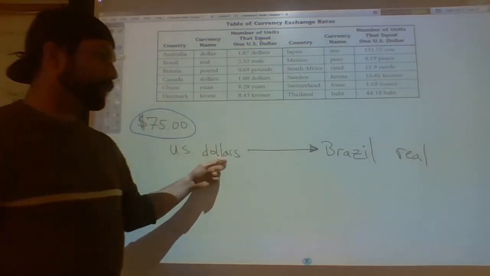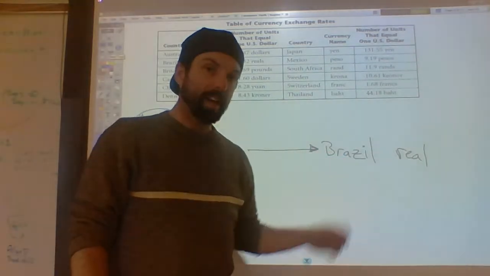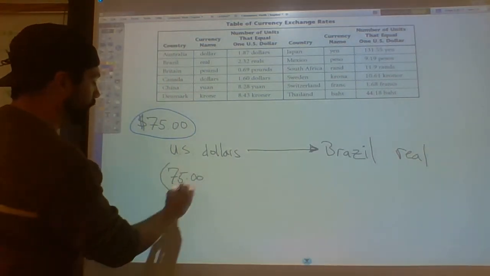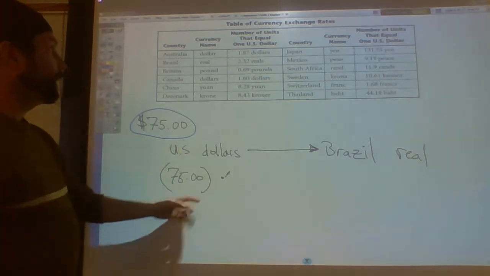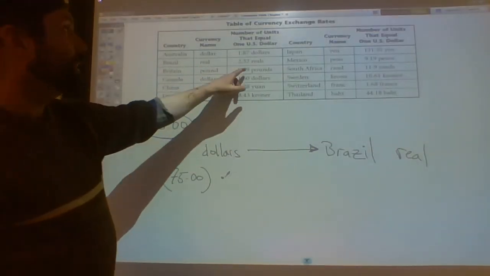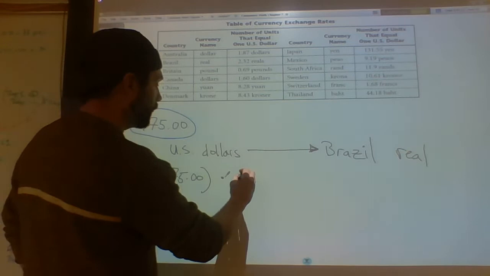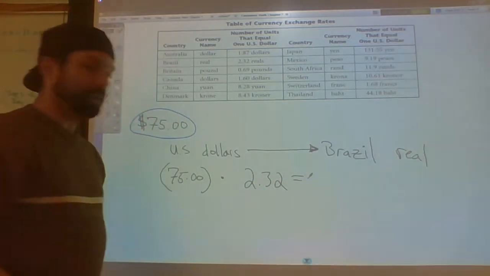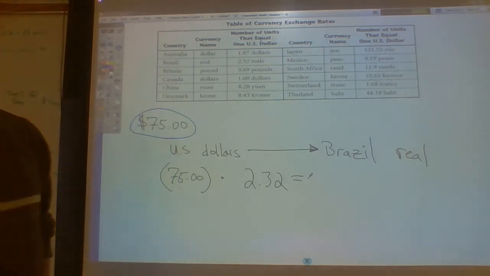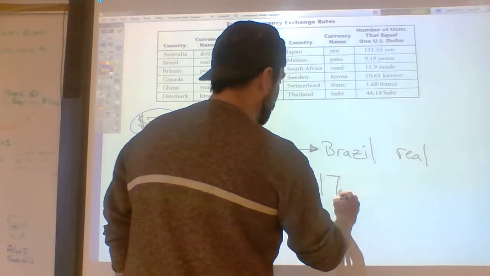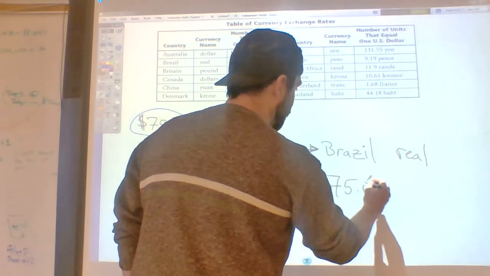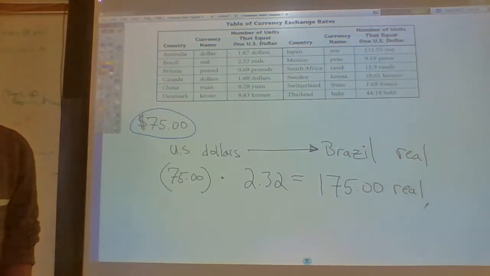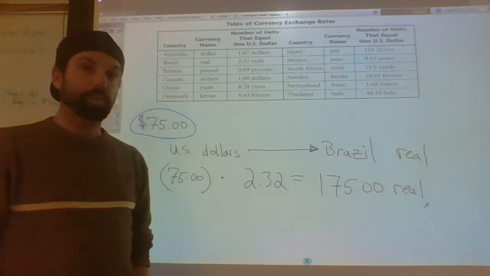Second example, going from US dollars to Brazilian real, starting with the same 75 bucks. We're going to multiply it by our rate, Brazilian real, getting a rate of 2.32. $2.32 for every dollar. If we multiply those together, we're going to get 175 Brazilian real.